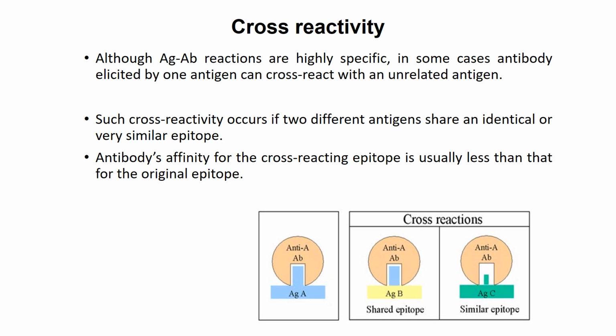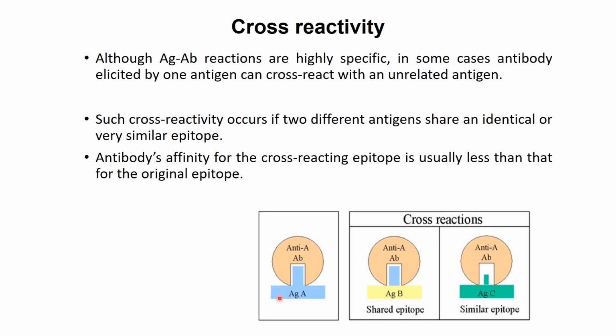So let's talk about specificity and cross-reactivity. Even though antibody reactions are highly specific, there are cases where one antibody can react to more than one antigen, sometimes a completely unrelated one. When that occurs, it is primarily because those two antigens share a very similar, or even identical, epitope, and the antibody's affinity for the cross-reacting epitope is usually less than for the original epitope.